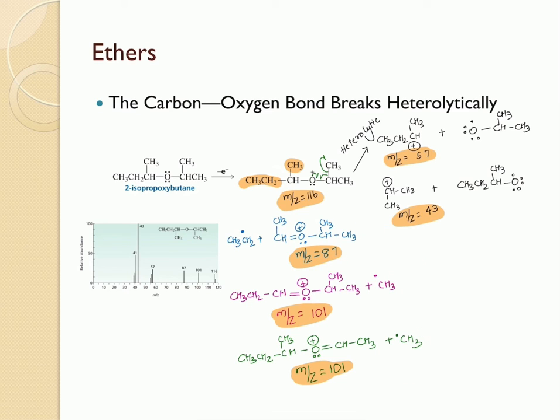Why? Because when you compare the radicals that are formed, between a primary radical and the methyl radical, obviously the primary radical is going to be more stable, and therefore this peak is going to have a slightly more intensity than the one at 101. And then apart from that, you also have a peak at 57, which corresponds to this secondary carbocation. And then the most prominent peak here is going to be the isopropyl cation, which is the base peak for this compound.